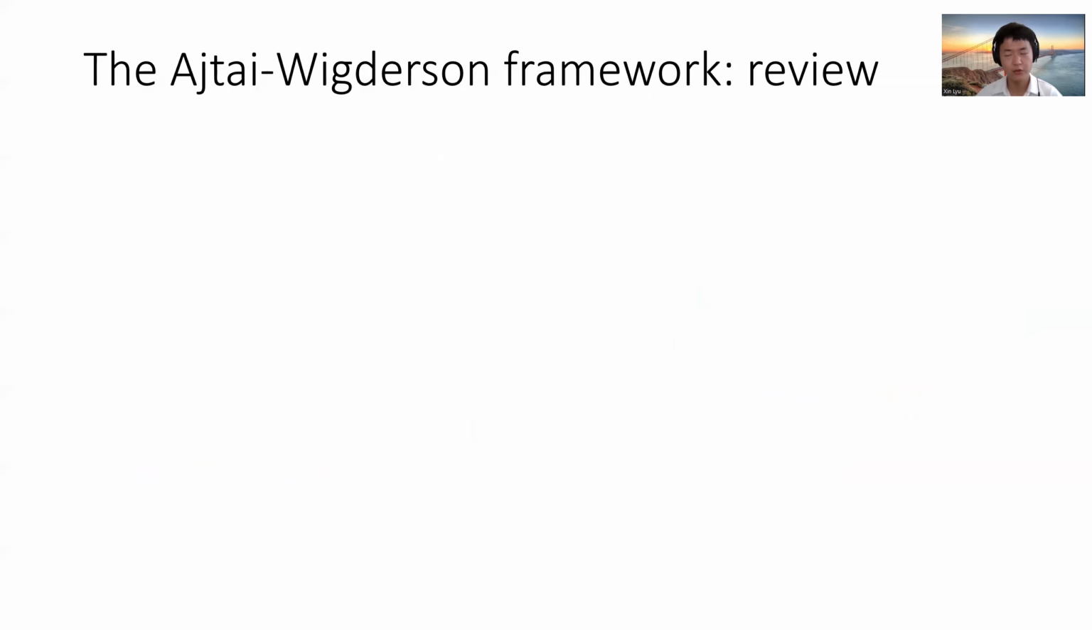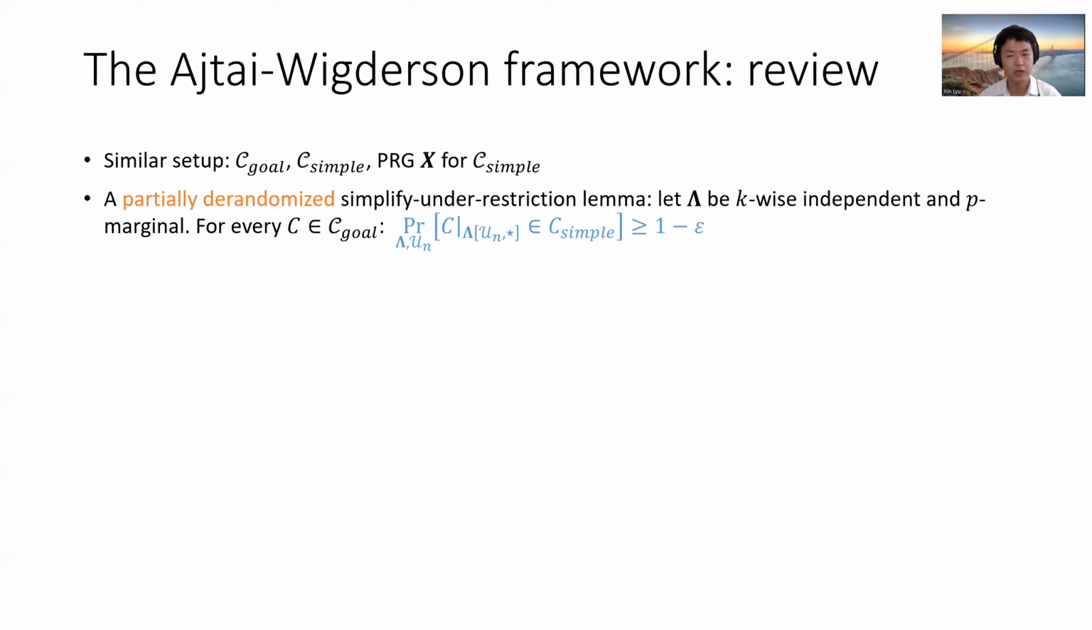It is worthwhile to compare our approach with the standard Ajtai-Wigderson framework. We briefly review the Ajtai-Wigderson below. For the Ajtai-Wigderson framework, the setup is similar. We need to identify the target circuit class C and the simpler class C simple and a PRG for C simple. A difference in Ajtai-Wigderson is that it only needs a partially derandomized simplification under restriction lemma. Only the set lambda needs to be pseudo-random. The restricted string can be uniformly random.